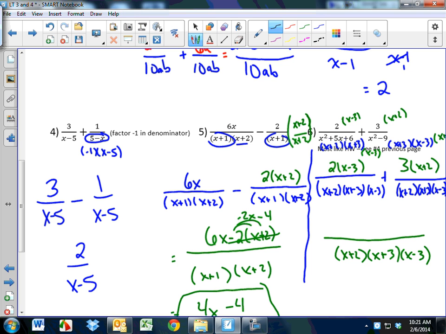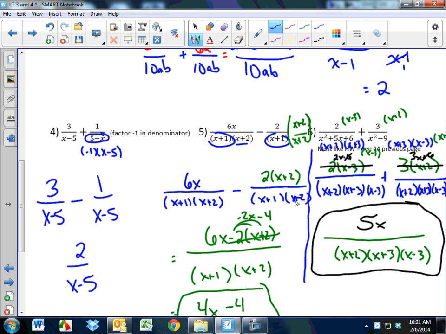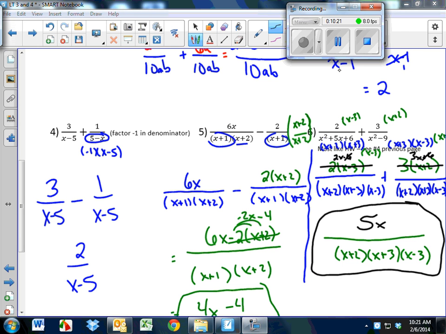And then adding the tops, I'm going to go ahead and distribute 2x minus 6 and distribute 3x plus 6 and add those. 2x and 3x makes 5x. Negative 6 and plus 6 when added cancel or reduce to 0. So 5x is our numerator. Does 5 or x, the factor 5 or the factor x, appear in the denominator? No. So we're done. That's the final answer. And that's all for Learning Target 4.